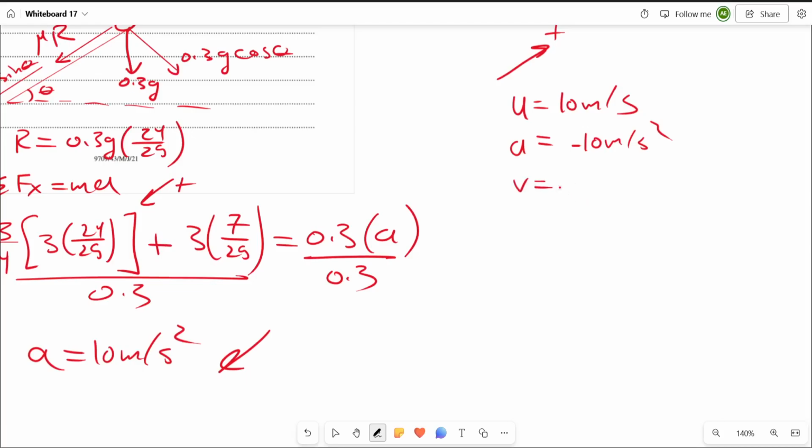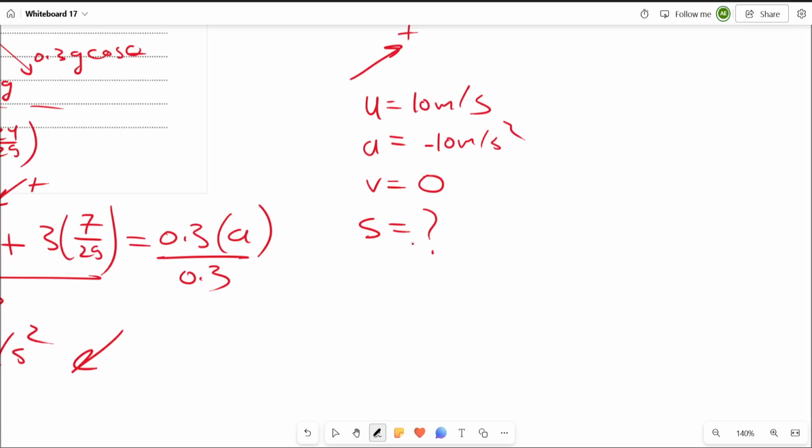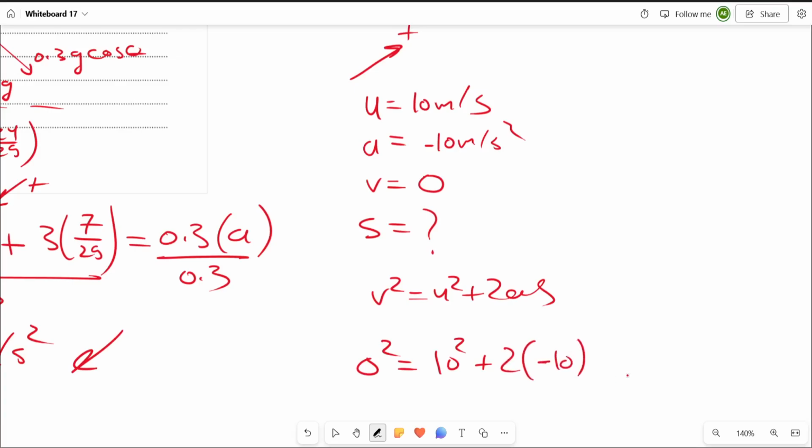I want to see when the final velocity reaches 0, and I want the distance it's going to take to reach 0. So which letter didn't I mention? T. So I'm going to use v squared equals u squared plus 2as. So 0 squared equals u squared, which is 10 squared, plus 2 times acceleration, which is negative 10, times s, which I don't know. So this is 100, moving to the other side, negative 100 equals negative 20s. Divide both by negative 20. I'm going to have s as 5 meters.